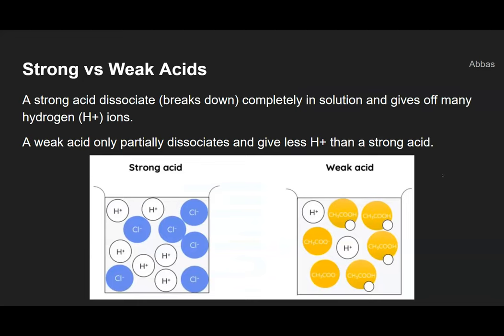We have strong acid and weak acid. A strong acid is one that breaks down completely in solution and gives many hydrogen ions. The weak acid is not exactly the opposite, but it gives fewer hydrogen ions compared with the strong acid. As we can see in the picture, the strong acid produces a lot of hydrogen, and the weak acid doesn't produce that much hydrogen in the reaction.